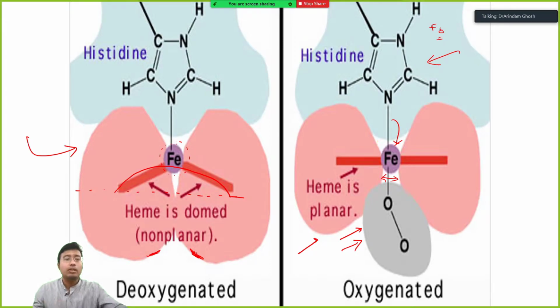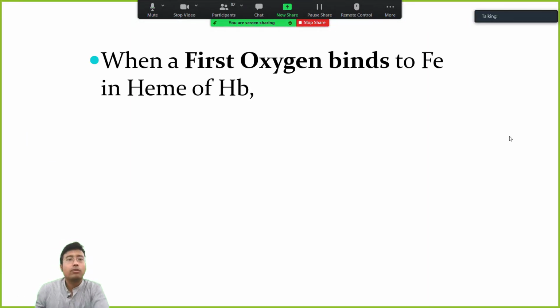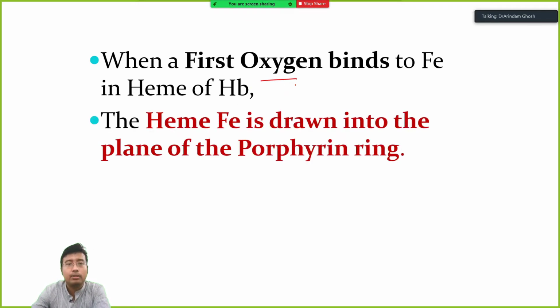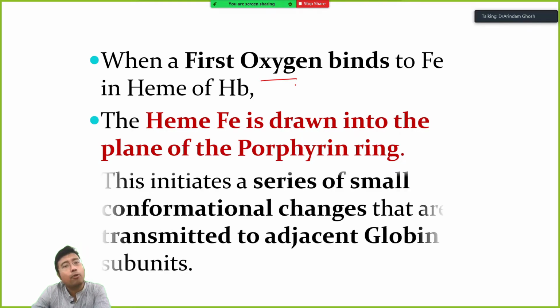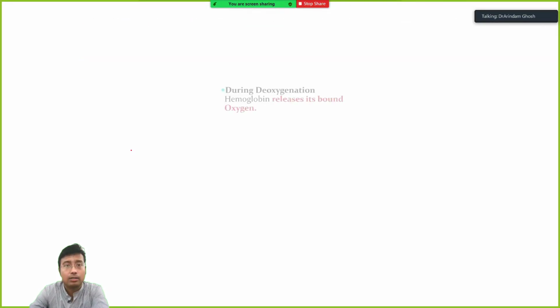Okay, I'll show you in another video what exactly is happening over here. So just know this: when the first oxygen binds to the iron in the heme of hemoglobin, the heme is drawn into the plane of the porphyrin ring. And this initiates a series of small conformational changes that are transmitted to the adjacent subunits. So when one unit changes, the other subunits also get a signal that, well, that party is happening, so I also want to invite people into my room, right? Just like that, this oxygen ligand binding information is transmitted from one subunit to another.